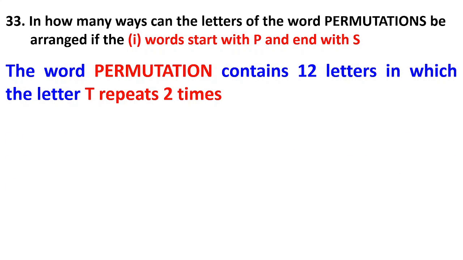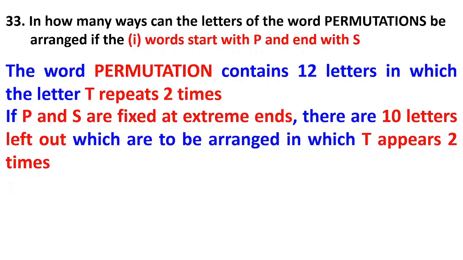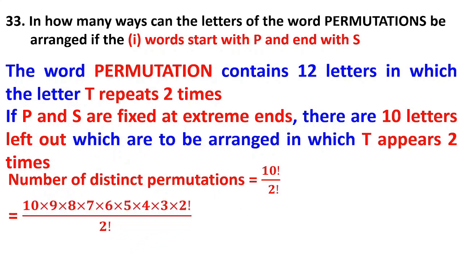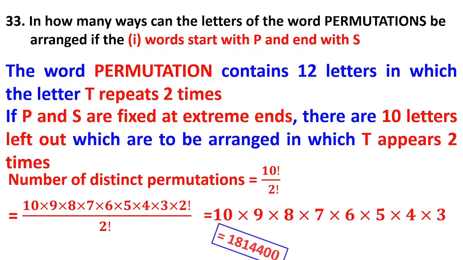T repeats 2 times. If P and S are fixed at the extremes, there are 10 letters left out, which are to be arranged, in which T appears 2 times. Therefore, the number of distinct permutations is 10 factorial by 2 factorial, and this is the final answer. Check that P and S are fixed in one way. Therefore, only 10 letters are left out.